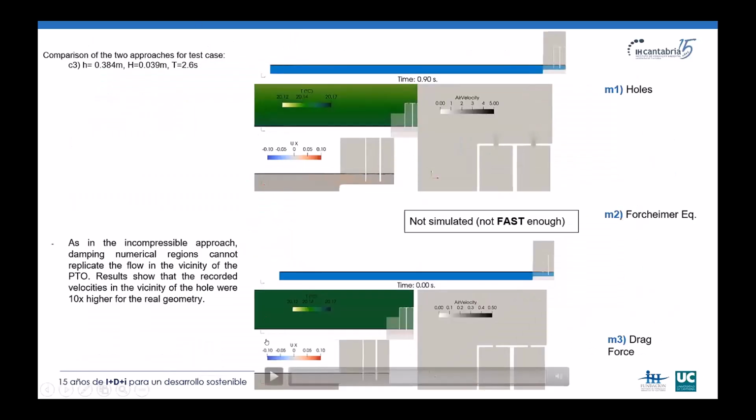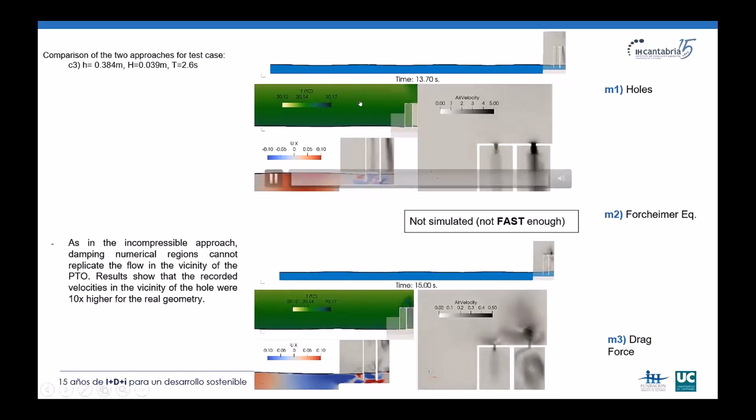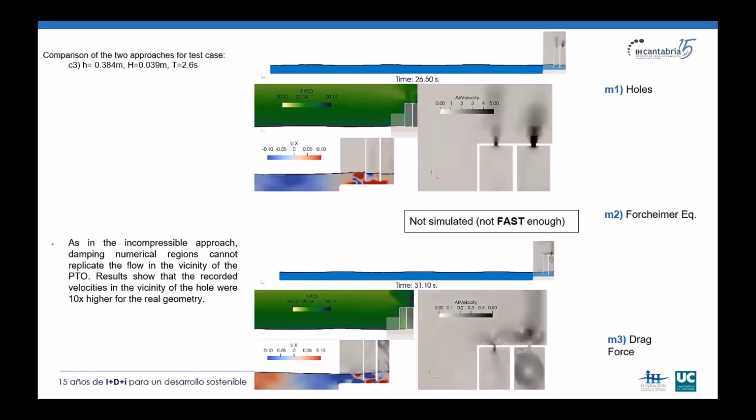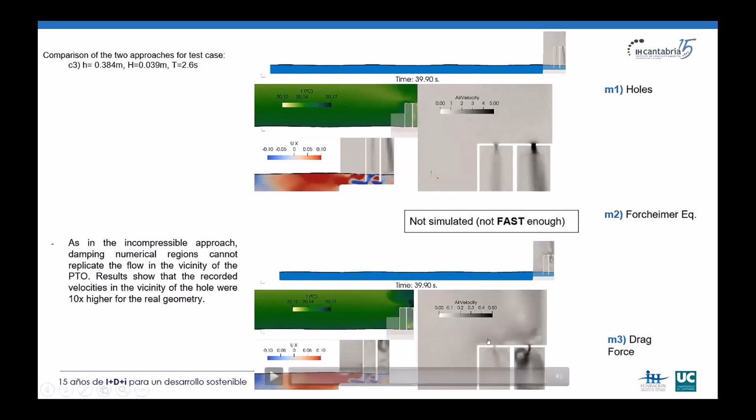Of course, now I can plot the same videos. And as we have added the compressibility, the density changes, and we have the temperature that is going to be plotted here in green. Of course, when the air is compressed, the temperature is going to increase, and when the air expands inside the chamber, the temperature is going to be reduced. As before, we can see that the velocities in the vicinity of the PTO are completely different. Those are the exact geometry of the experimental simulations, and here we are using this damping zone.